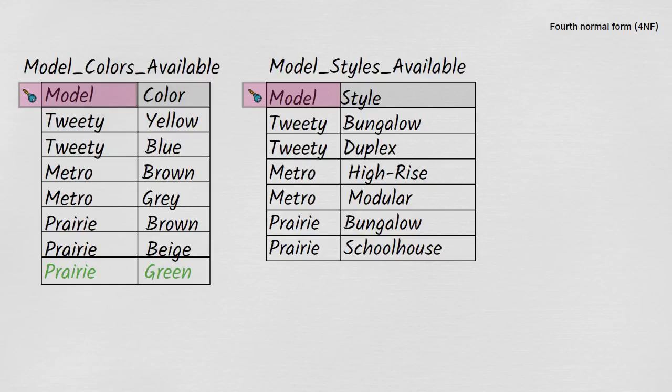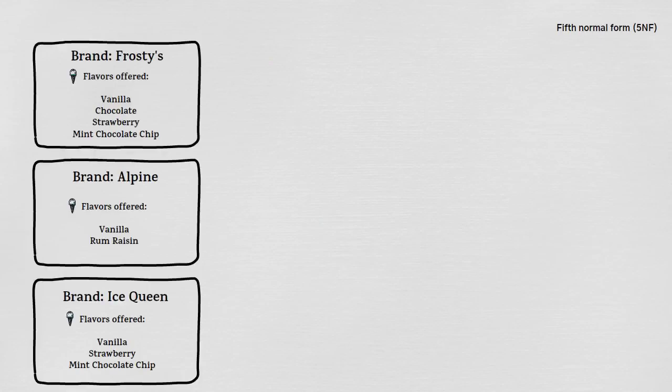We're now ready for fifth normal form, the last normal form covered in this video. As our fifth normal form example, we imagine that there are 3 different brands of ice cream available: Frosties, Alpine, and Ice Queen. Each of the 3 brands of ice cream offers a different range of flavors. Frosties offers vanilla, chocolate, strawberry, and mint chocolate chip. Alpine offers vanilla and rum raisin. And Ice Queen offers vanilla, strawberry, and mint chocolate chip.